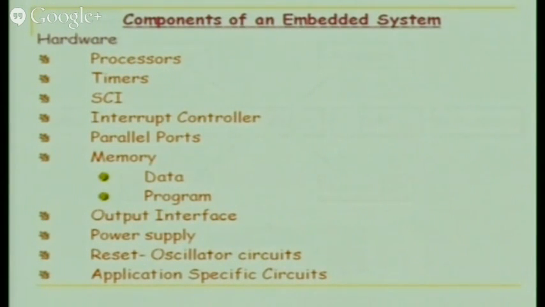These include the processors, timers, counters, power supplies, reset circuits, oscillator circuits, application specific circuits, and memories. These are all the interrupt controllers without which you cannot design any embedded system. So when we talk of hardware, these are all the items which you have to deal with and be familiar with. These are the hardware building blocks when we talk of embedded systems.